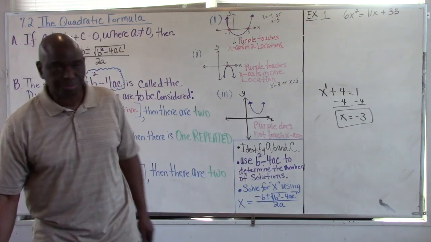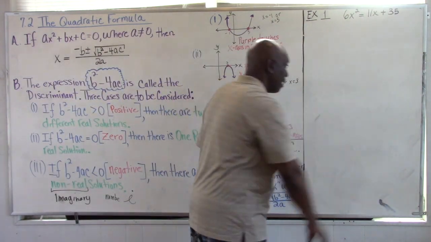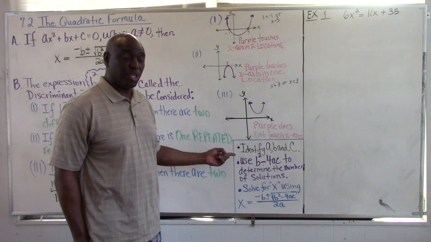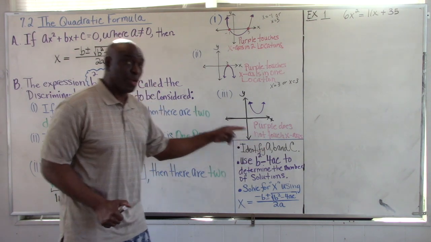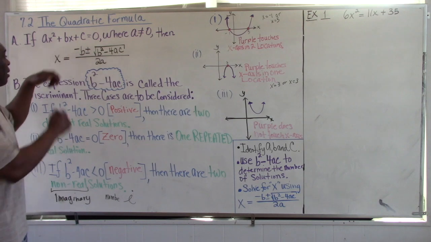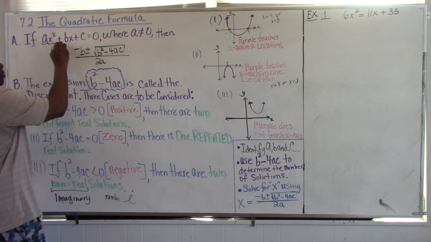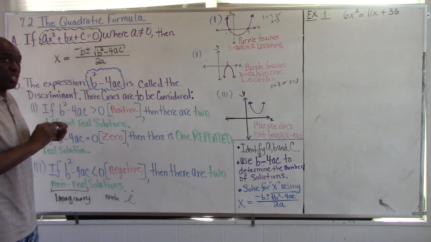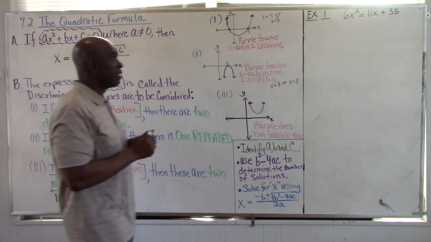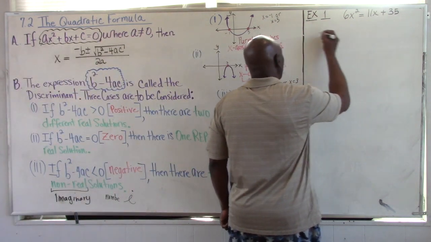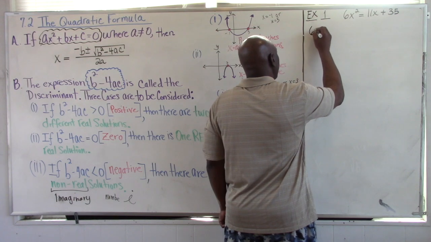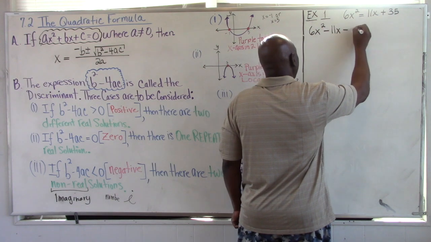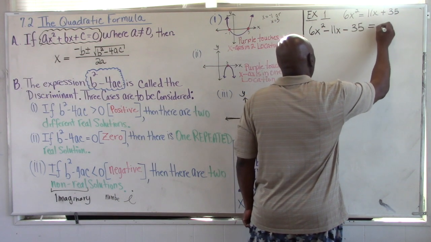Here we go. Example 1. Example 1 is on the board. All right? And we want to do what? Identify ABC first. So in order for us to identify ABC first, we have to put it in standard form. It has to look like this in standard form with 0 on the right side. So here we go. So I'm going to have 6x squared minus 11x minus 35 equal 0.